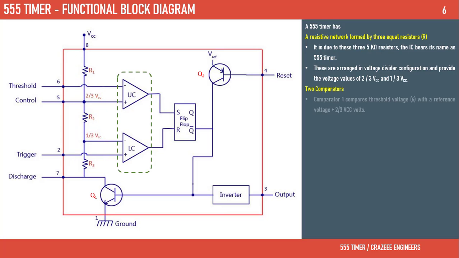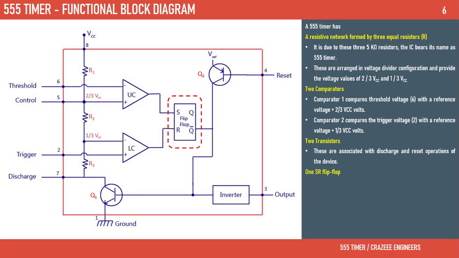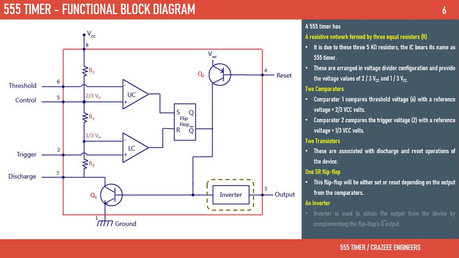2 comparators. Comparator 1 compares the threshold voltage with a reference voltage of 2/3 VCC volts. Comparator 2 compares the trigger voltage with a reference voltage of 1/3 VCC volts. 2 transistors. These are associated with discharge and reset operations of the device. One flip-flop. This flip-flop will be either set or reset depending on the output from the comparators. An inverter is used to obtain the output from the device by complementing the flip-flop's Q-bar output.